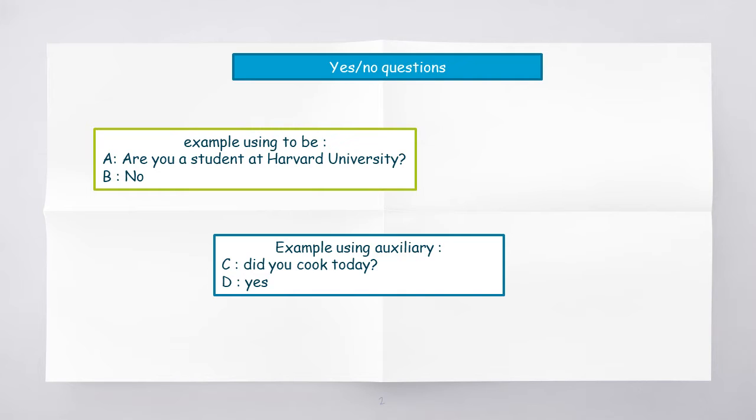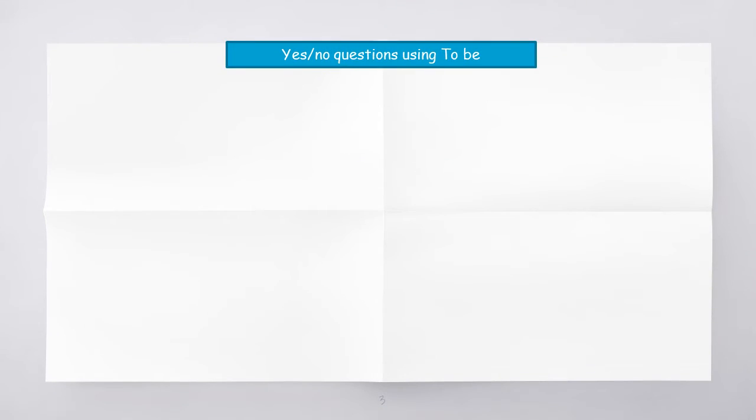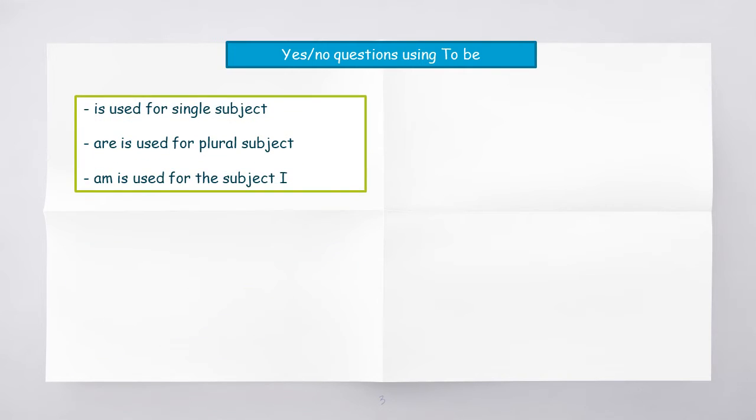Okay, next I will explain the difference between using to be and using auxiliary. Yes or no question using to be. For sentences that do not have a verb, we must use to be instead of a verb. The to be "is" is used for a singular subject, "are" is used for a plural subject, and "am" is used for the subject I.